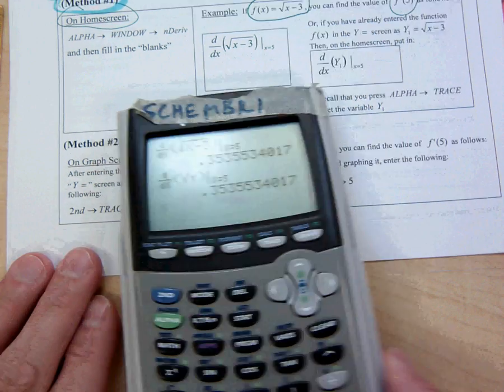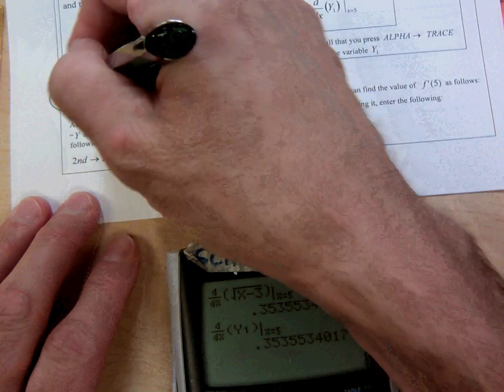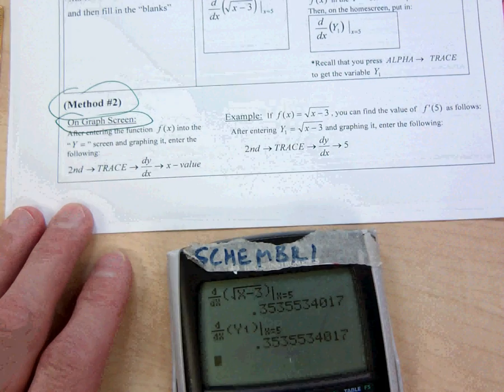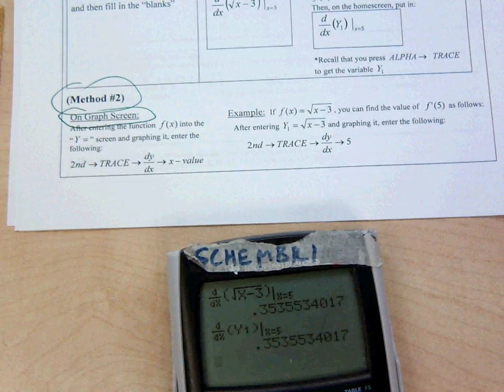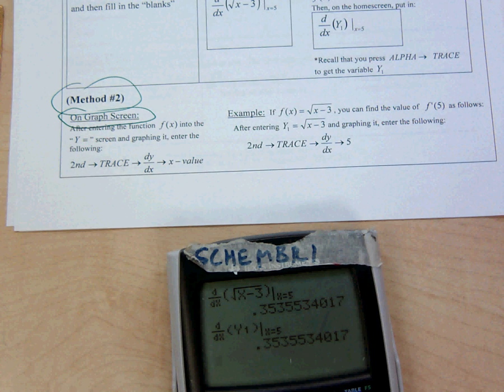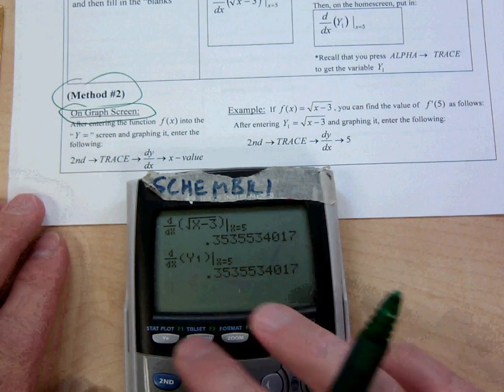The other way is on the graph screen. So here we go. Clearly if you're going to do it this way, you've got to put it into y1 again, which I already did. I already put it in y1.